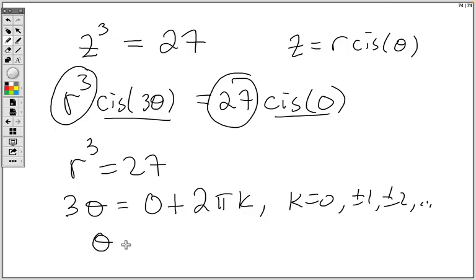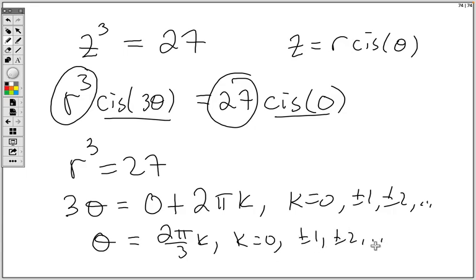So this gives theta would be 2 pi over 3 k, where k could be 0, plus or minus 1, plus or minus 2. So r cubed equals 27, equating the moduli. Remember, these are distances, gives r equals 3. And then here are my thetas. Now, let's think what we get out of this.